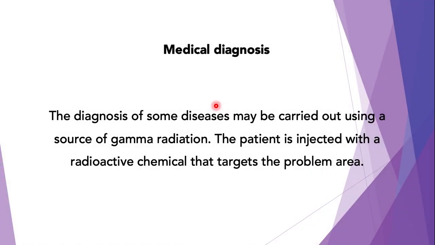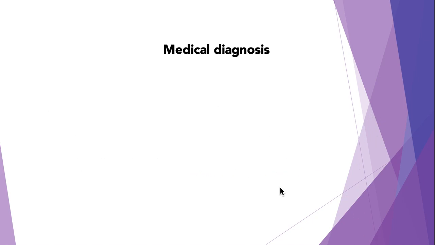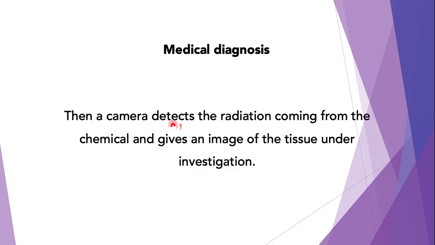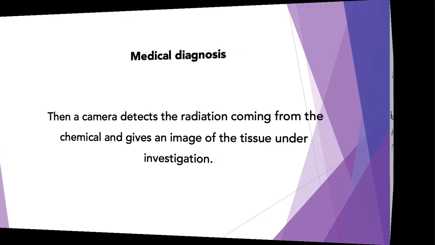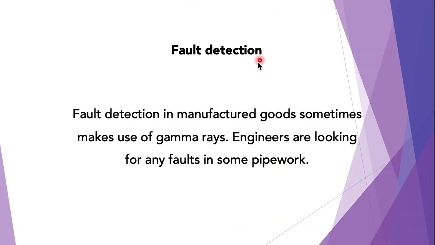We inject a person with a source of gamma radiation. I know this may be harmful, but it happens only once in a while, so it isn't that harmful for the patient. The patient is injected with a radiochemical that targets the problem area. Then a camera detects the radiation, so we can see an image of the tissue under investigation. Okay, last use related to penetrating power is fault detection.